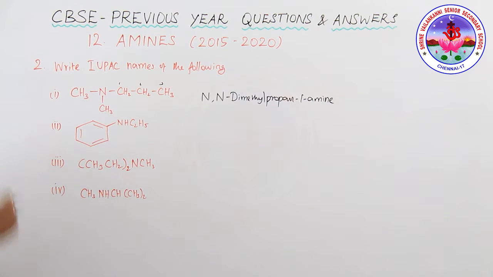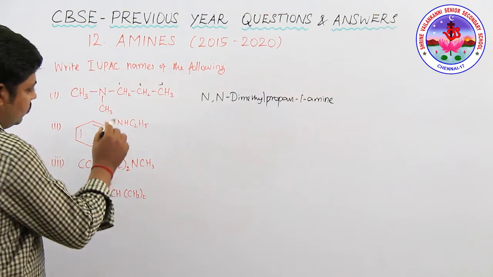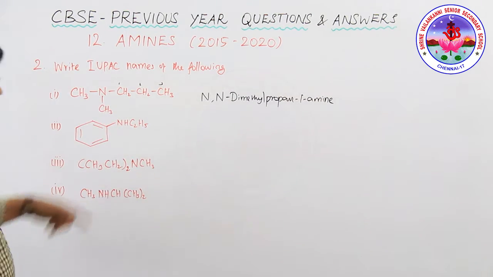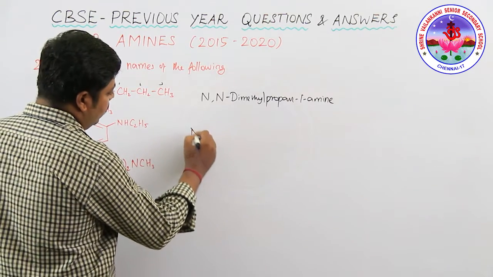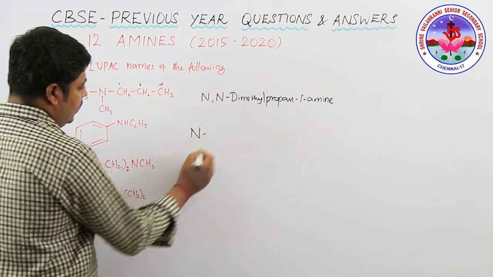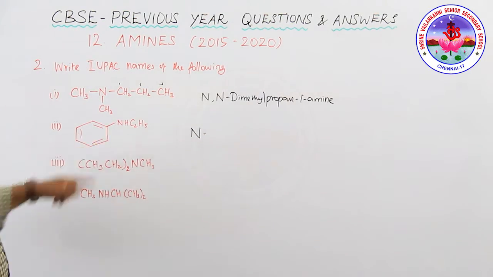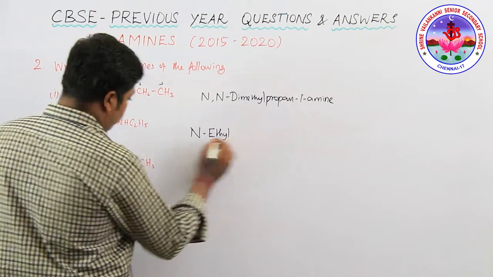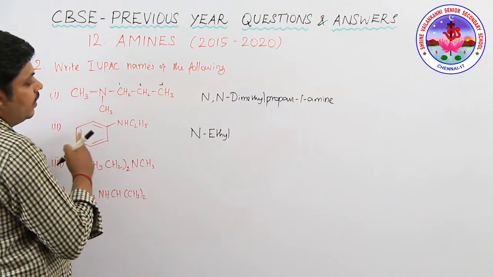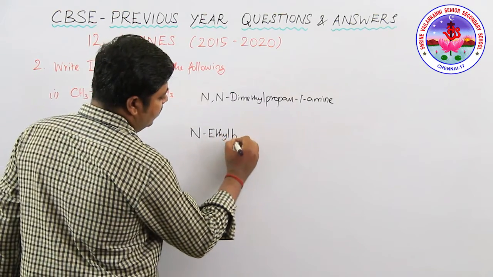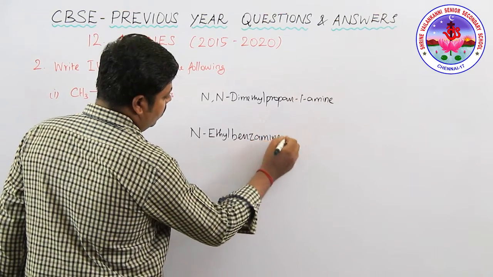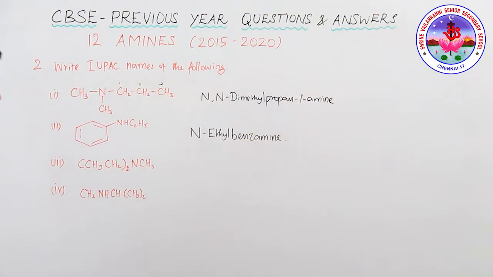Then the second is a benzene ring attached to NH and C2H5. Here it is a secondary amine, which is why I use N, then ethyl, N-ethyl. This totally is called benzenamine, N-ethylbenzenamine.